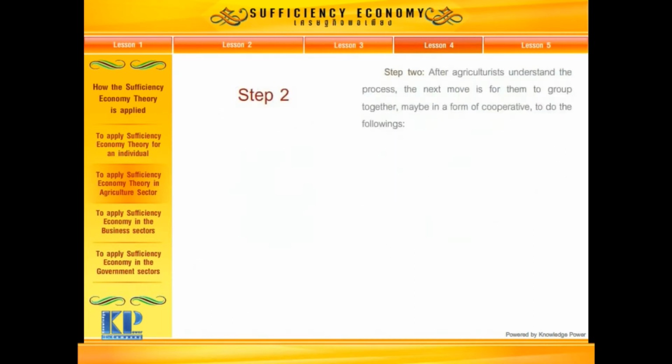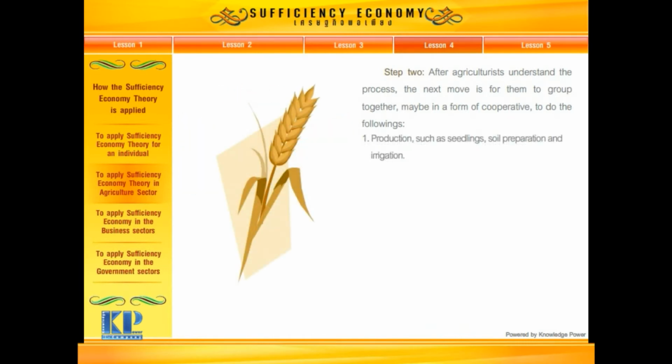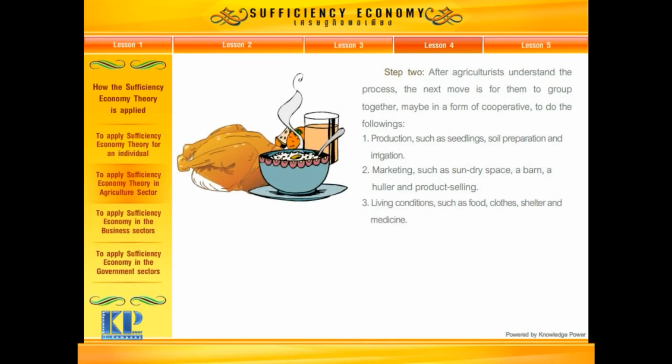Step 2. After agriculturists understand the process, the next move is for them to group together, maybe in the form of a cooperative, to do the following. 1. Production, such as seedlings, soil preparation, and irrigation. 2. Marketing, such as sun-dried space, a barn, a huller, and product selling. 3. Living conditions, such as food, clothes, shelter, and medicine.